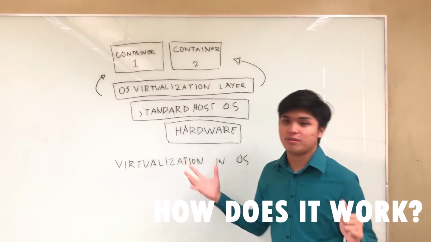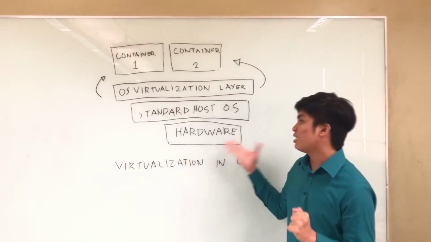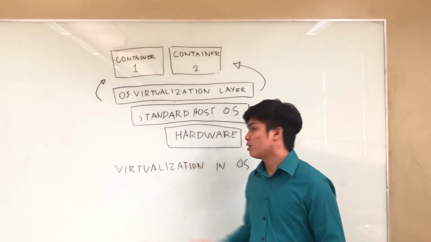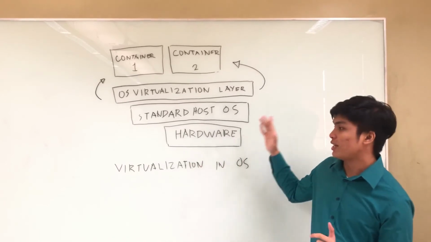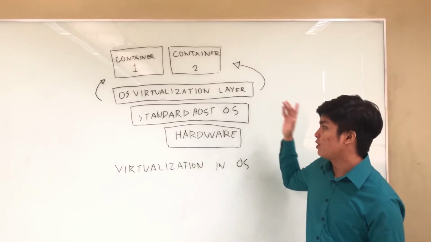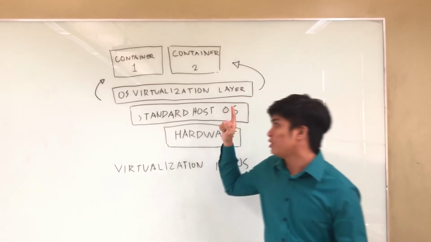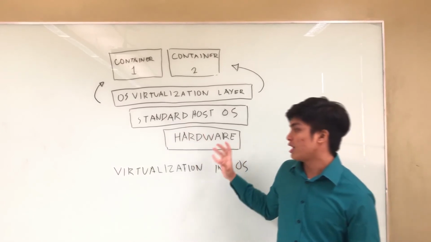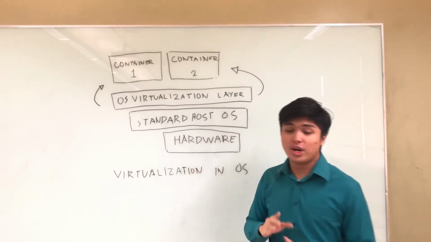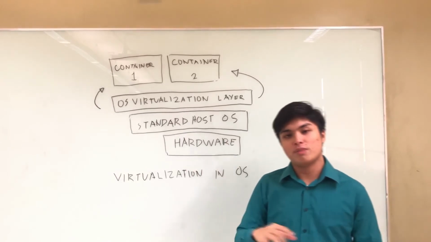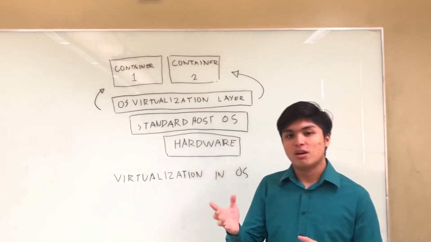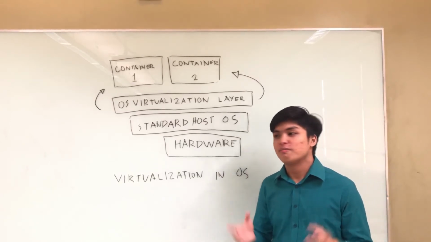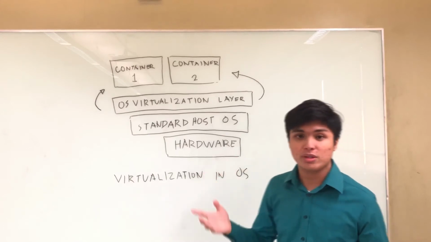So how does it work? Here we have a diagram that shows you an overview of how virtualization works. First we have the hardware, the standard host OS, the OS virtualization layer, and the containers labeled container 1 and container 2. The first stage is that you need to have the hardware. The hardware is the base platform or the base device that the computer would be using for virtualization. In short, it is the computer that the user will be using.